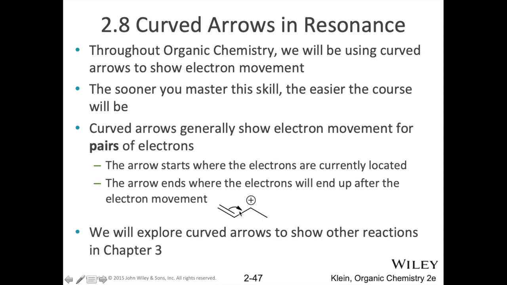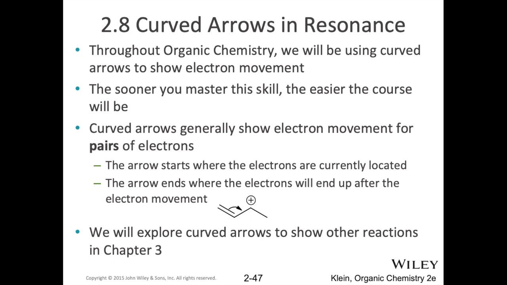In a later chapter on radicals, we're going to use fishhook arrows or single-headed arrows, and those will involve the movement of one electron at a time, or single electron transfer, so to speak. Don't stress about that for now. We're not going to deal with radicals until we get to, I believe, chapter 11. So you've got some time to worry about that. For now, we're just going to deal with electrons moving in pairs, and that's the more common movement you're going to see anyway.